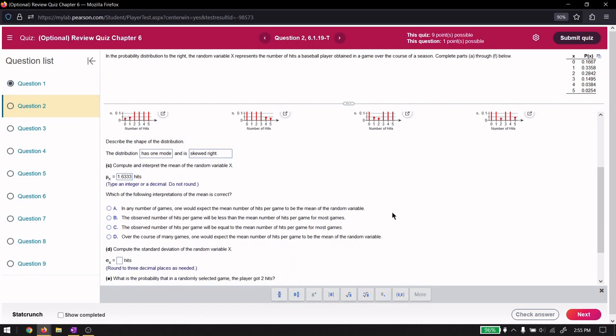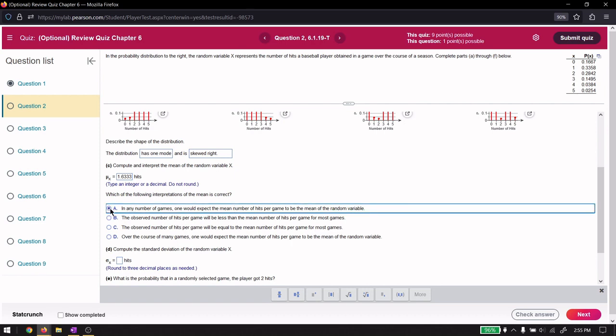And which of the following interpretations of the mean is correct? Okay. In any number of games, one would expect the mean number of hits per game to be the mean random variable. I think that's correct. You'd expect the mean number to be what you get. The observed number of hits per game will be less than the mean. Nah, it'd probably be around the mean, right? It may be less, but you wouldn't expect that. The observed number of hits per game will be equal to the mean for most games. Not for most games. Over a period of time, it'll average out to the mean, but not for most games. It could be for most games, but that's not necessarily the case.